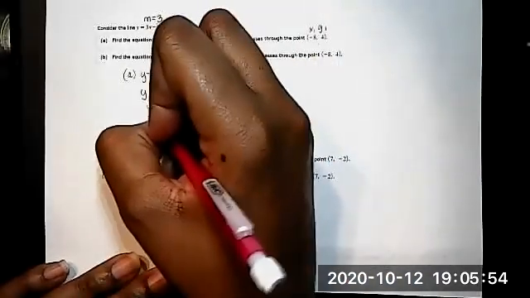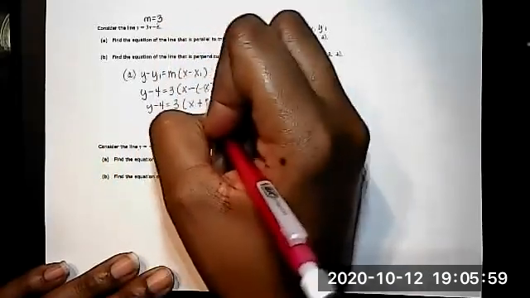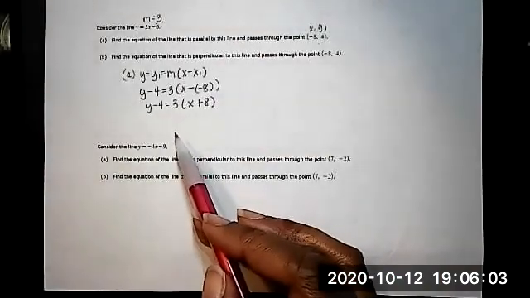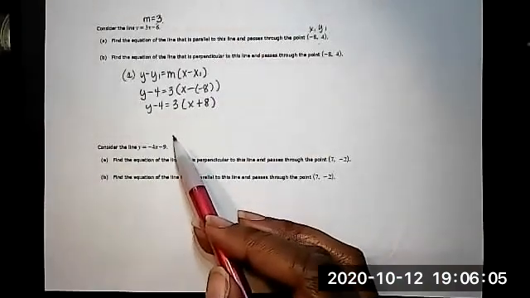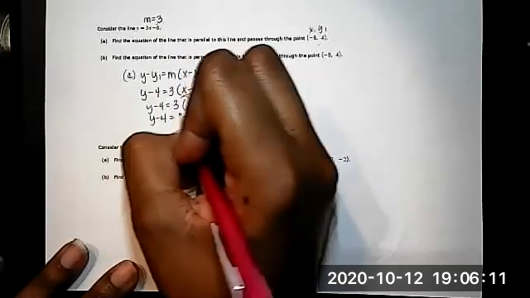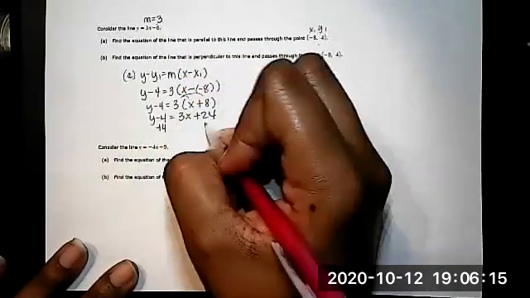You can just write it in point slope. So here it becomes y minus 4 equals 3 times x plus 8. That is the equation in point slope. If they did want slope intercept, you'd have to solve for y by distributing, multiplying. This becomes y minus 4 equals 3x plus 24, and add 4.